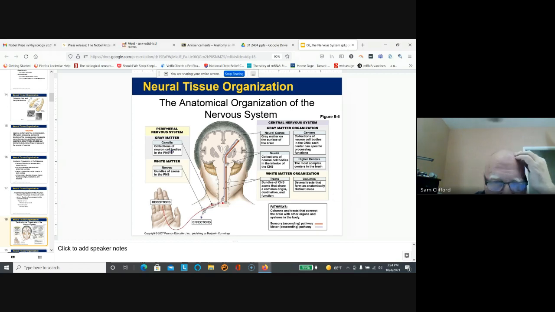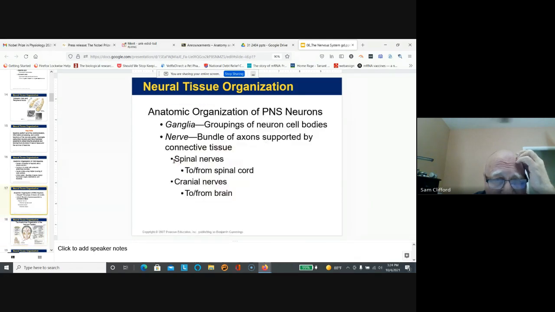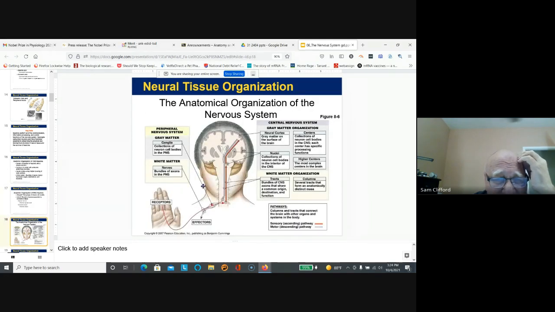Here's the peripheral nervous system with ganglia, neuron cell bodies in the peripheral nervous system. White matter is bundles of axons that are surrounded by myelin. That myelin is supplied by Schwann cells.